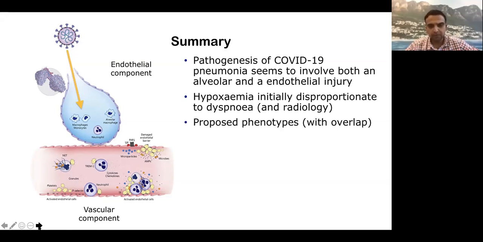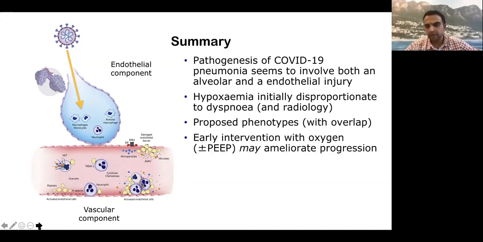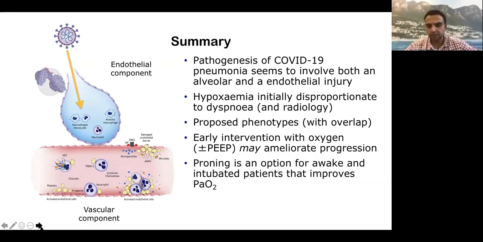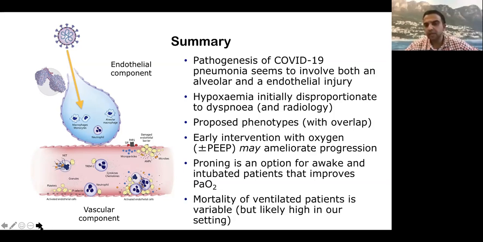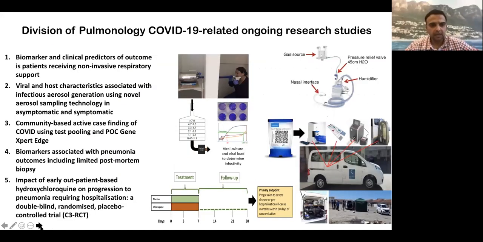The proposed phenotypes have overlaps between them. You have to intervene with oxygen. That is the main thing earlier on, plus or minus PEEP if there is progression. Proning is an option for awake and intubated patients. And finally, mortality for ventilated patients is variable, but in our setting and in the New York cohort, it was very high. So we need to do something about it. These are just some of the research that I am involved in, but I'm happy to take any questions if there are. I'll stop here.